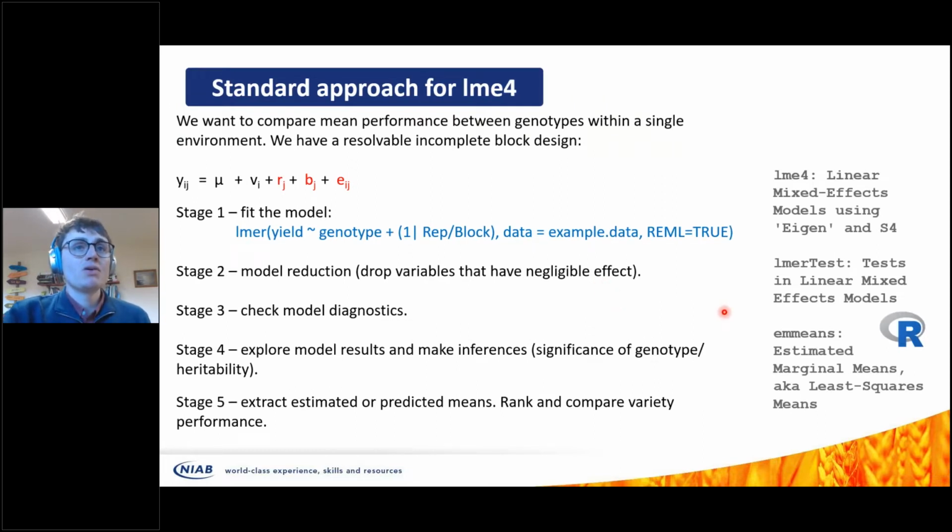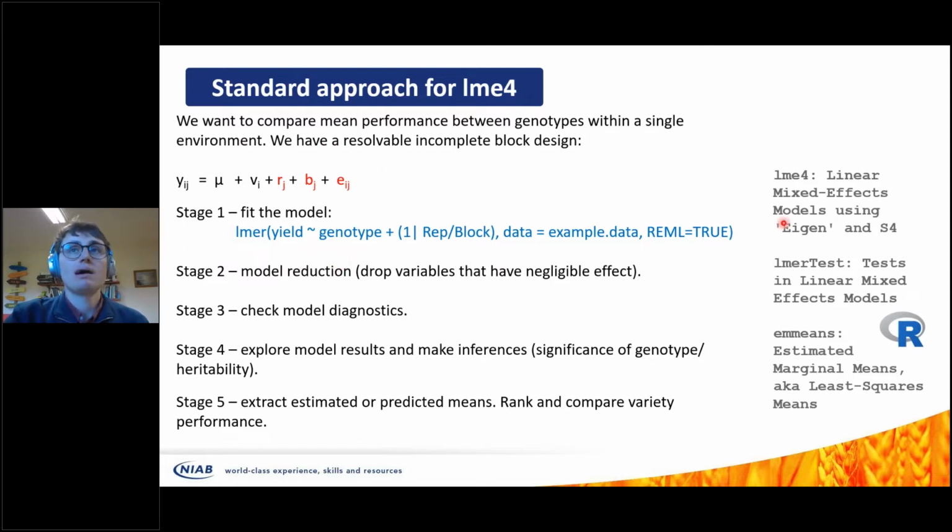There's probably not time to give a complete walkthrough, but this is the sort of thing I would do in R when doing a mixed model analysis, and I hope this is useful. Let's say we have an incomplete block design, a resolvable incomplete block design, and we want to compare mean performance between genotypes within a single environment. Then our model would be this: our overall mean plus the variety effect plus the replicate effect plus block nested within rep, those being complete replicates and these being incomplete blocks, plus the residual effect. So that's the model we want to test.